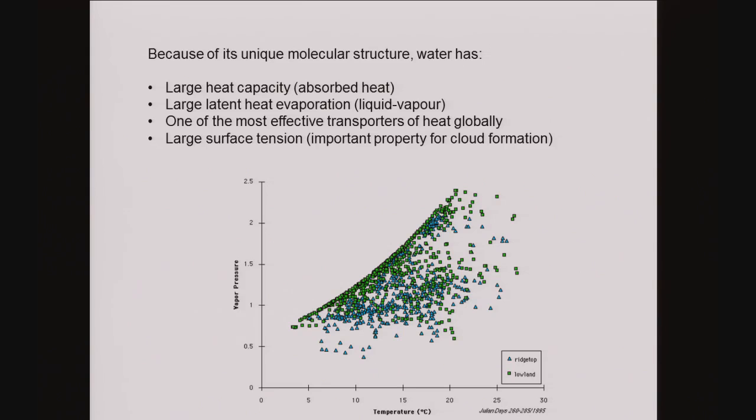And the same is true when we have the phase transition going to ice as well. The molecules become more constrained, and that heat's released in the form of latent heat of fusion, not evaporation. And also, water has a large surface tension, and this is important for cloud formation, which I'll talk about too. So what do I mean by surface tension?